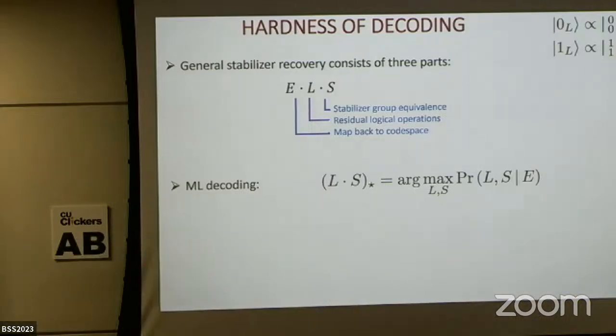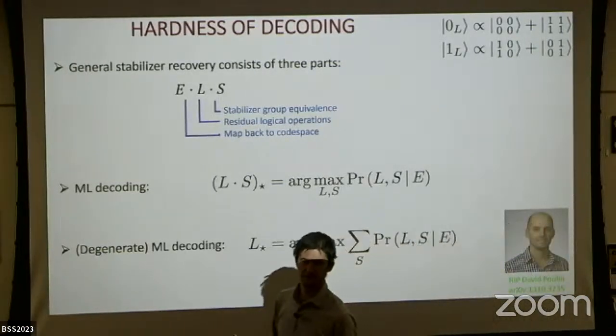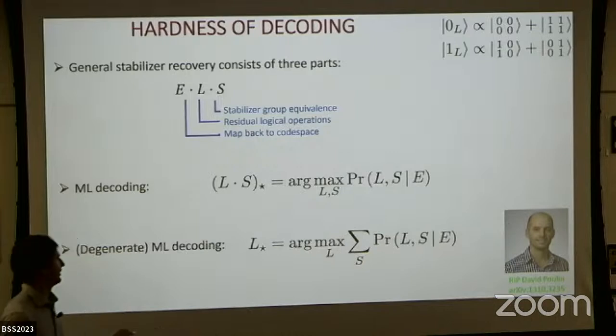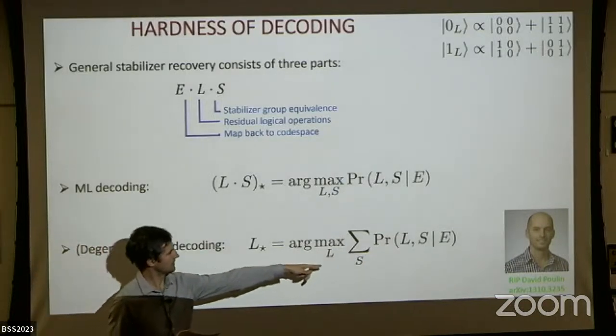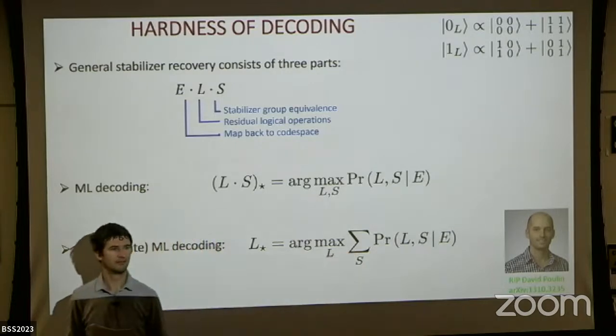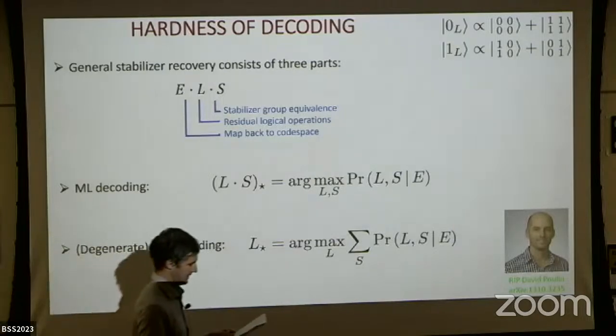And so this brings us to degenerate ML decoding, otherwise known as ML decoding in most of the quantum community, where you only maximize over the L, and now the thing you maximize is the sum over all the different S's. So now you just want to get an L, but now you have a sum in there. And things get even hairier.